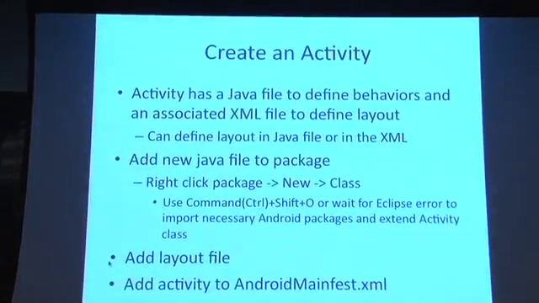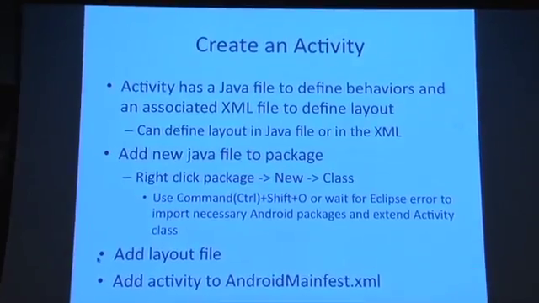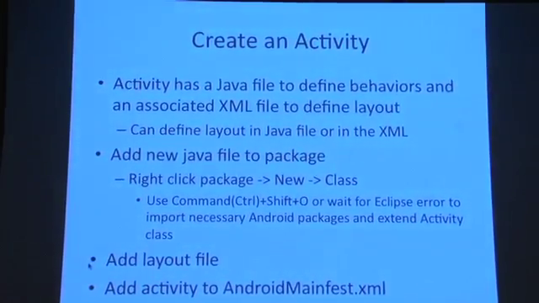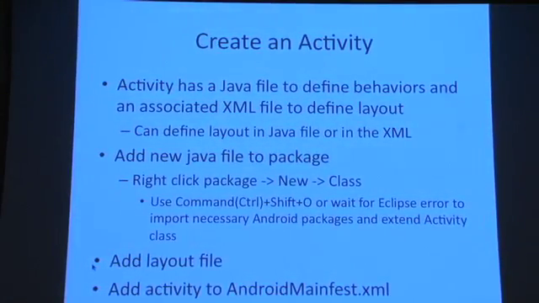All right, so we're just going to go over how to create an actual activity. As you can see, you can have the activities automatically generated for you when you go into the Eclipse new project wizard. We can also create activities by right-clicking the package and then going to new and then class. That's how we can add a new Java file, not necessarily an activity, but just any file that is associated with your project.